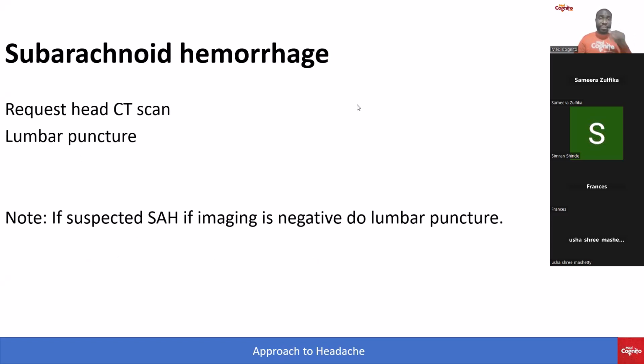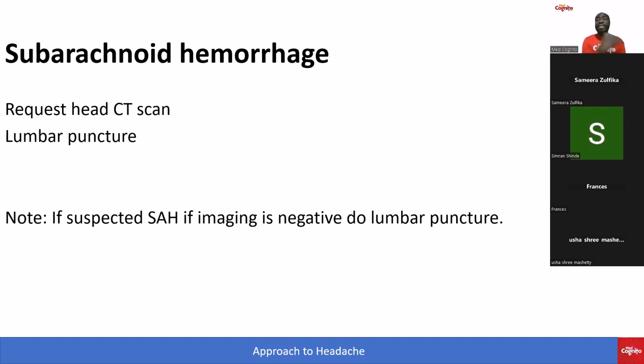Quick review. Subarachnoid hemorrhage. How will the patient present? Severe headache. The patient may say, this is the worst headache in my life. Some textbooks will describe it as thunderclap headache, right? The patient may collapse and they may regain consciousness. What's the next best step?